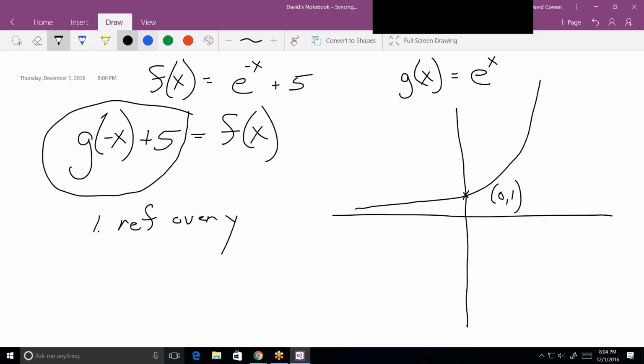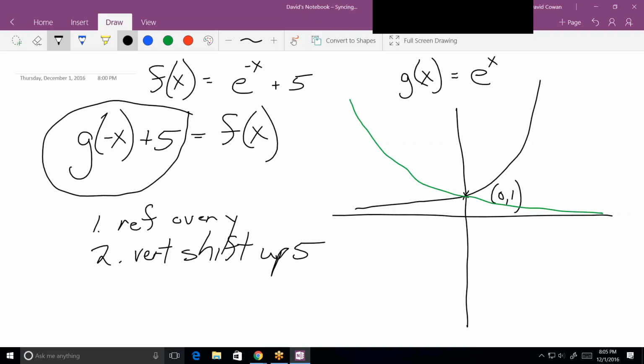So let's do that first in green. Always do your reflections first, always, both vertical and horizontal. I call a vertical reflection a reflection over the x-axis. Okay, and the second thing that's being done? A vertical transformation is positive 5. Vertical shift up. Up 5. Because there's horizontal shifts also, so you have to distinguish between a vertical and a horizontal shift, and you have to say which way.